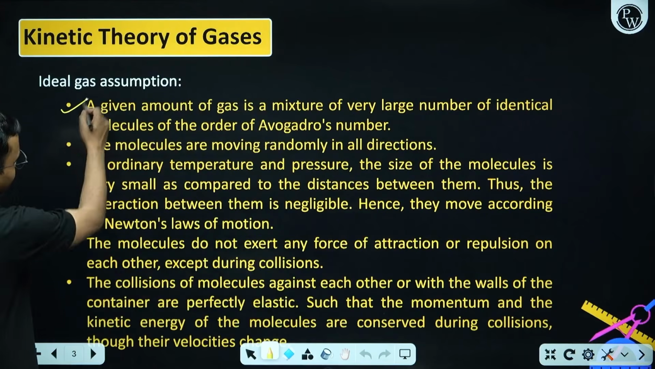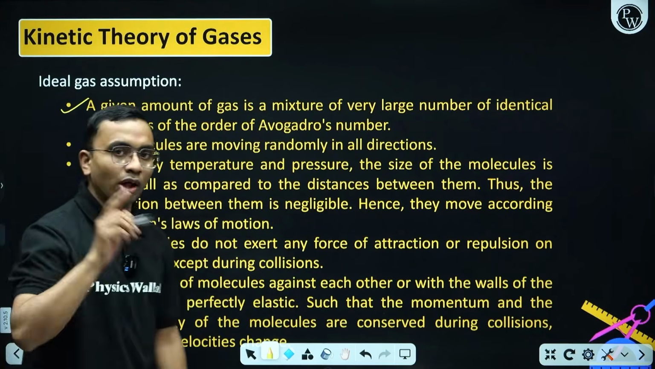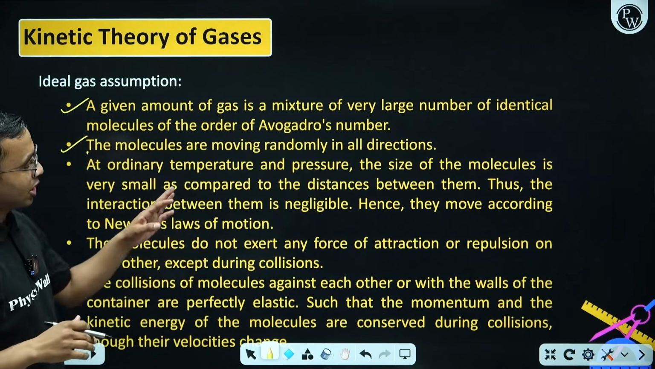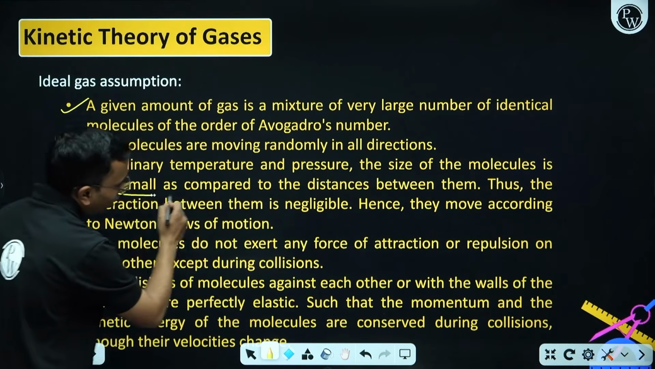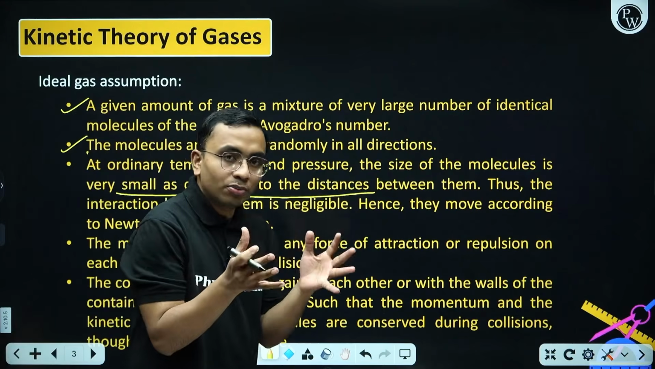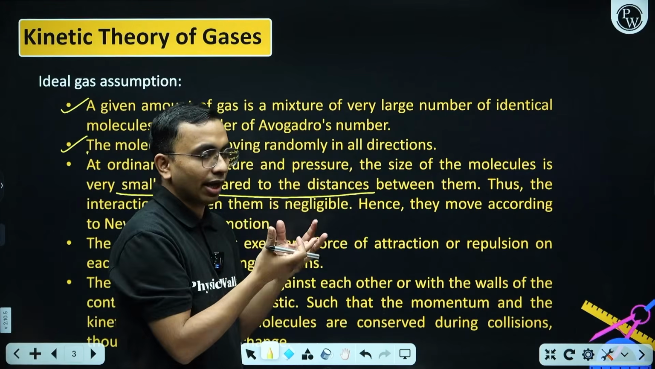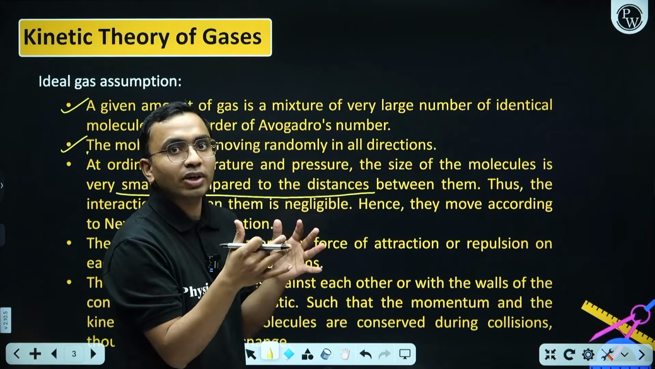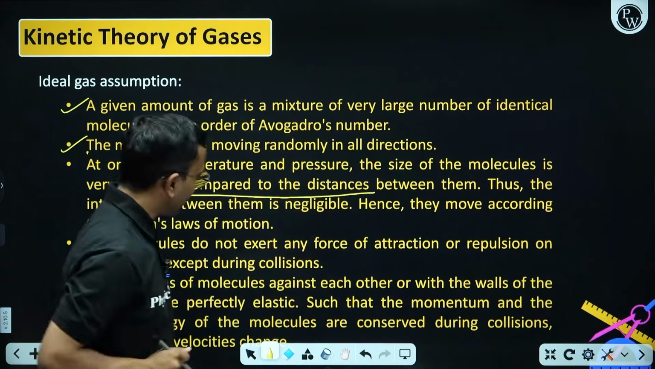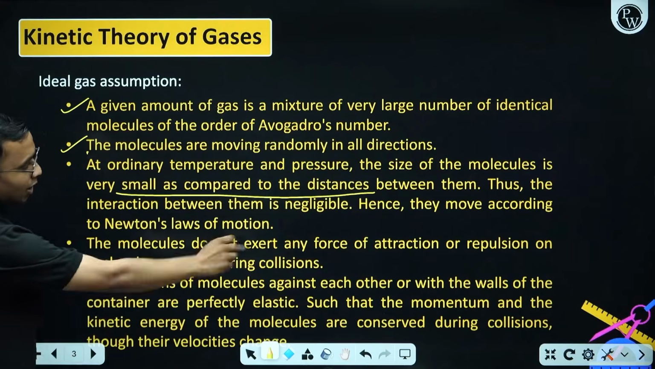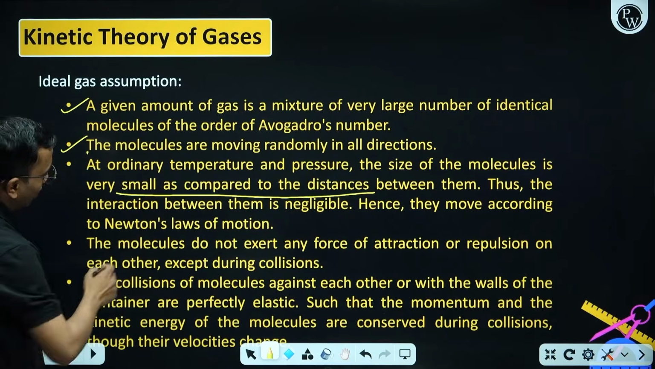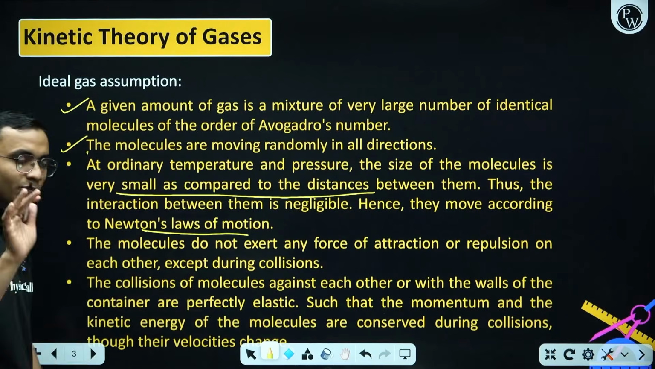Next assumption is the molecules are moving randomly in all the directions. The motion is random. Next is at ordinary temperature and pressure, the size of the molecule is very small compared to the distance between them. It means if you talk about the volume, let us take, I am having a gas in a container. So the volume of the container is very large as compared to the actual volume of the molecules. Okay, that is the assumption here. Then the interaction between them is negligible, hence they move according to Newton's laws of motion. So that will be applicable there.